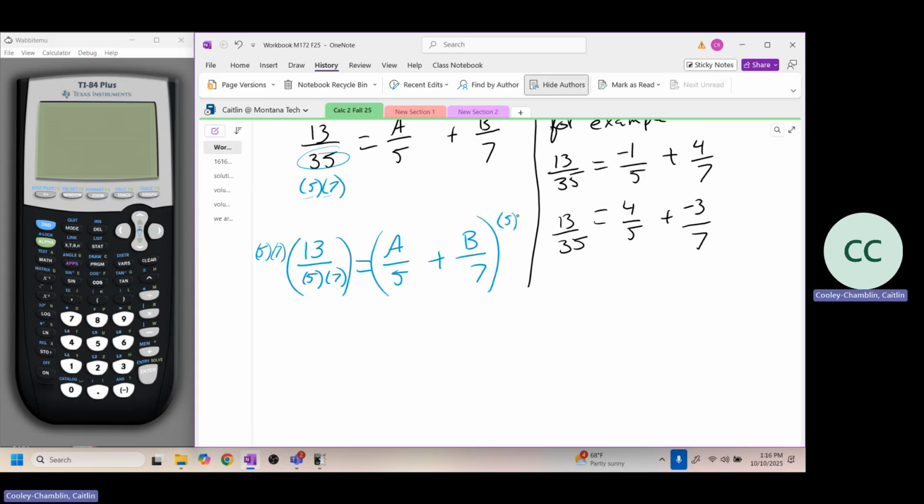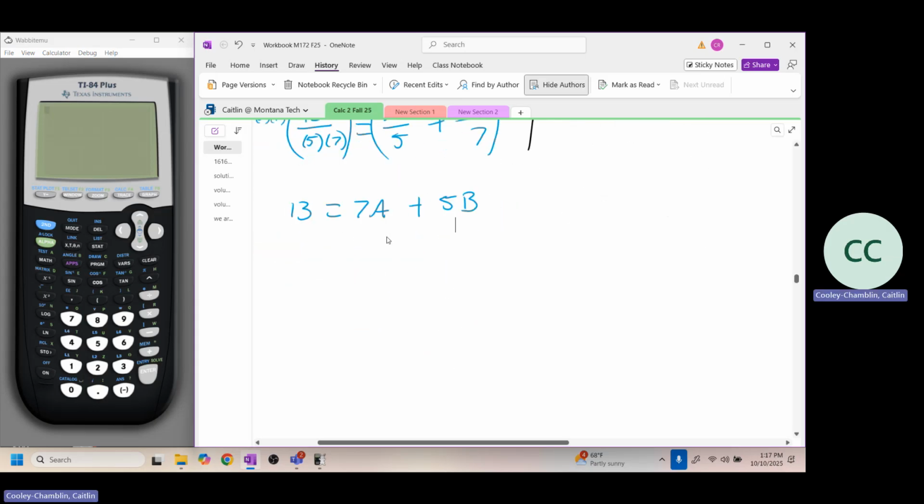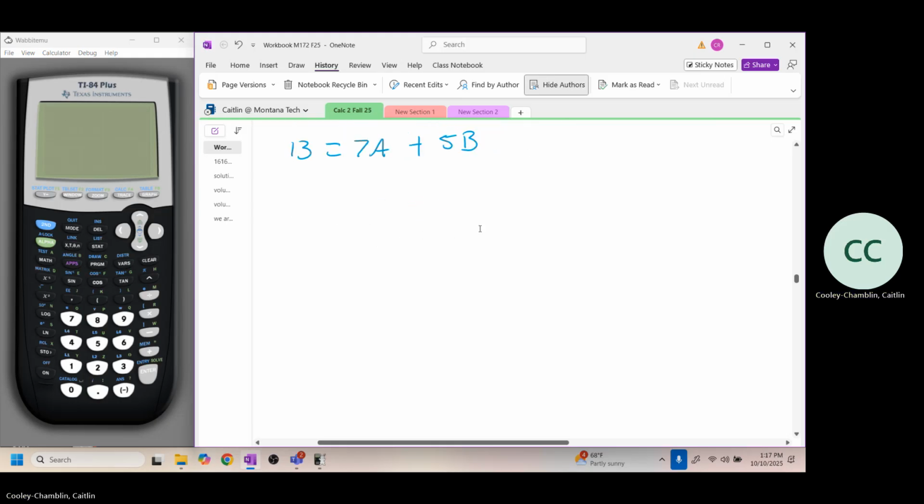So I get 13 equals A over 5 times 5 times 7. The 5's cancel out, and so I get 7A. Plus, when I multiply B over 7 times 5 times 7, I get 5B. And so all of a sudden, I have an equation that allows me to figure out what A is and what B is.